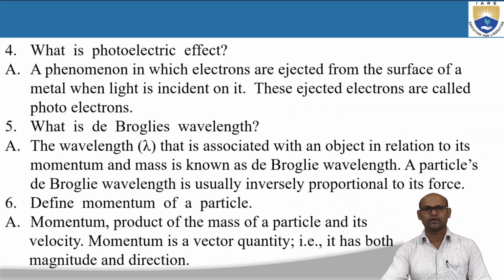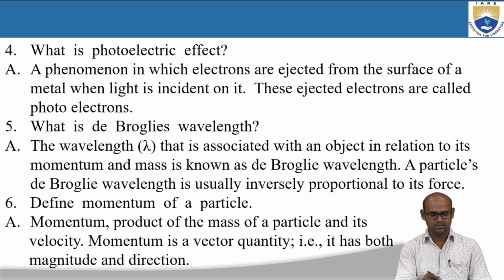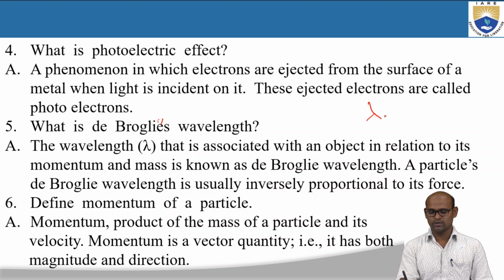What is the photoelectric effect? A phenomenon in which electrons are ejected from the surface of a metal when light is incident on it. These electrons are called photoelectrons. What is de Broglie's wavelength? The wavelength that is associated with an object in relation to its momentum and mass is known as de Broglie's wavelength. So the de Broglie wavelength lambda is equal to h by m into v.